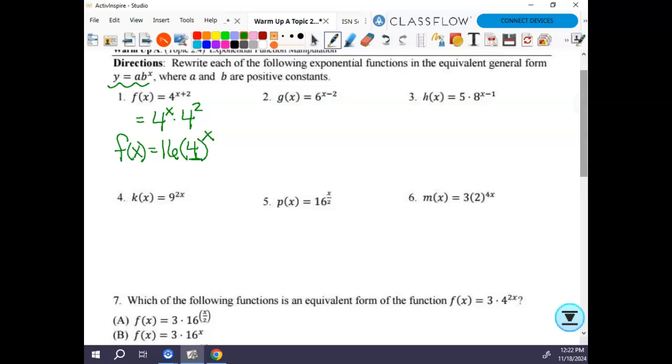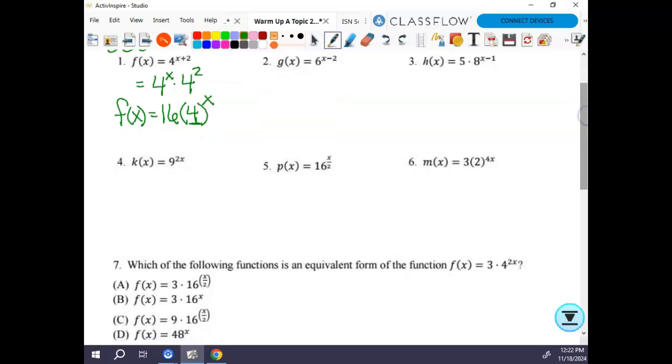Okay. And then 2, so I can change this to 6 to the x times 6 to the negative 2 power. Okay, 6 squared is 36, but since it's negative, it's going to be 1 over 36 times 6 to the x power. Any questions about that? Awesome. Then you do number three.